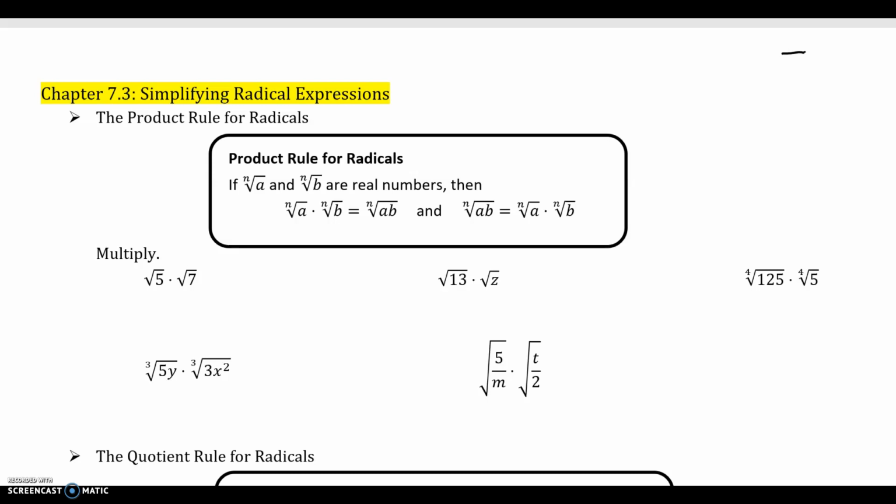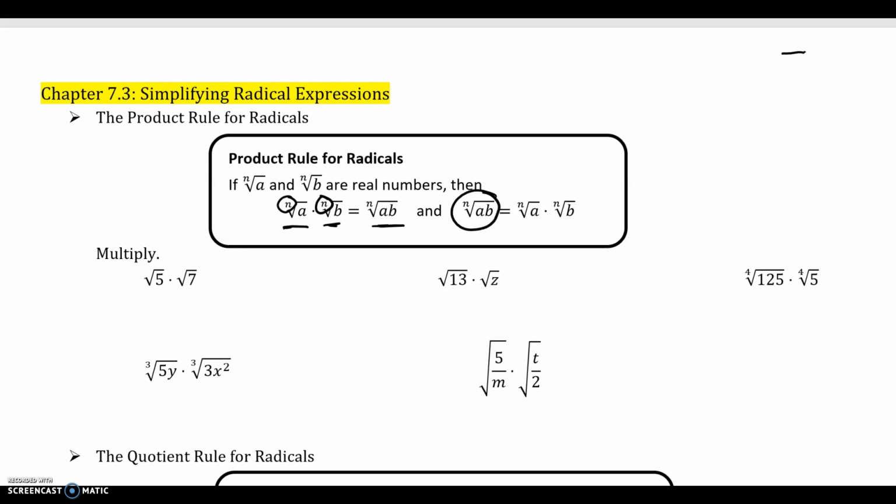It says the product rule for radicals. If you have the nth root of a and the nth root of b, and they're both real numbers, then the nth root of a times the nth root of b equals the nth root of ab. So if you have two separate radicals, you can combine them as long as their indexes are the same. You can combine them into one radical. And that also works in reverse.